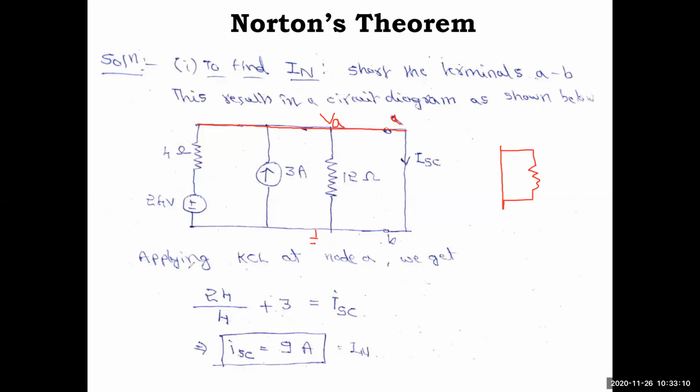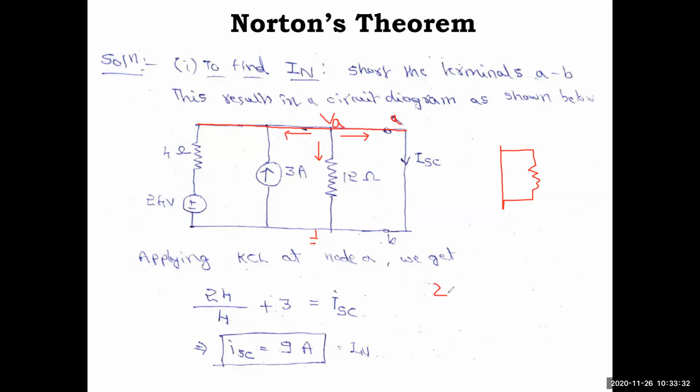Now apply the KCL at node A. I have directly written it; you write the equation here. In node analysis, we take the assumption that all the currents are leaving the node. Now if we consider the same way, this is 24 by 4.